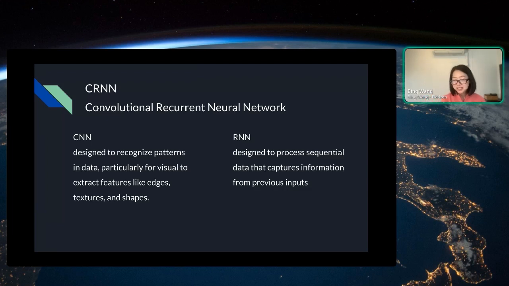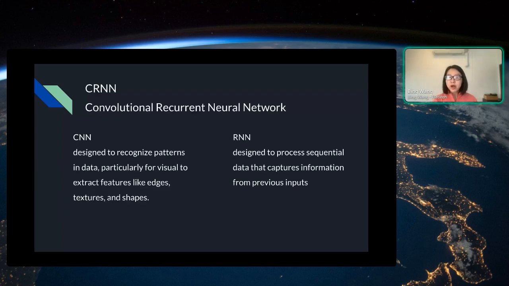As you can imagine, the task of converting from image to text is very much like a combination of both. It's a visual task, but it's also a sequential task, trying to analyze the sequence of words that the document has, right?